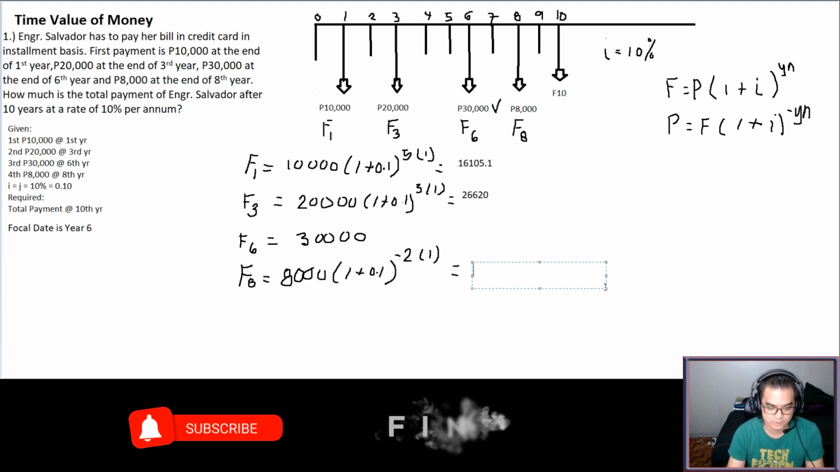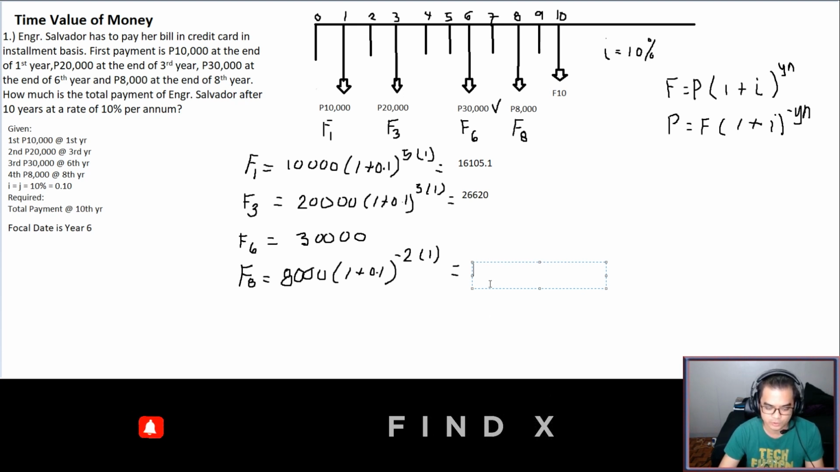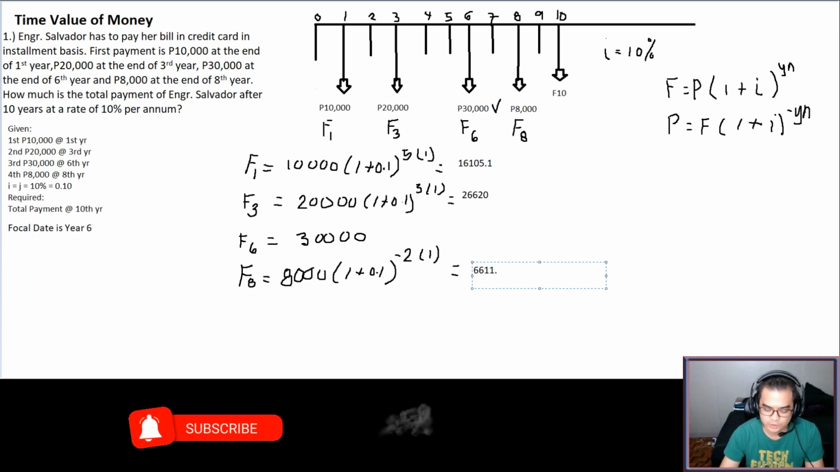And then we have 8,000 times 1.1 raised to negative 2. So this must be lower, right? So that is 6611.5072.